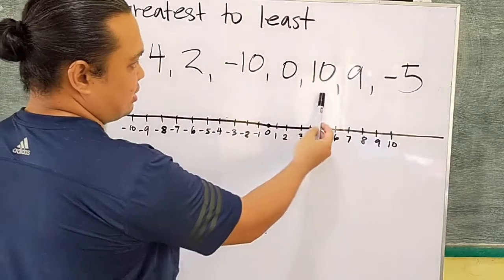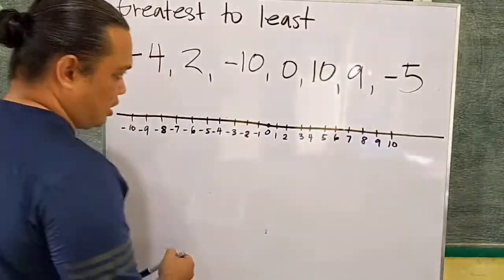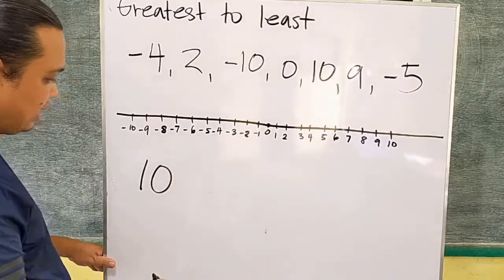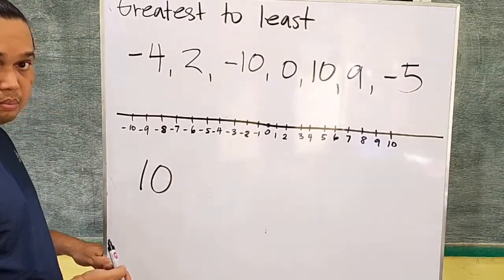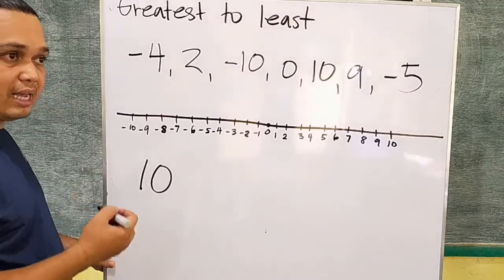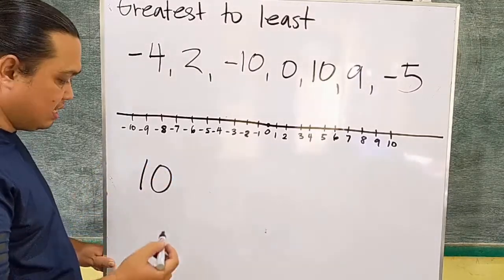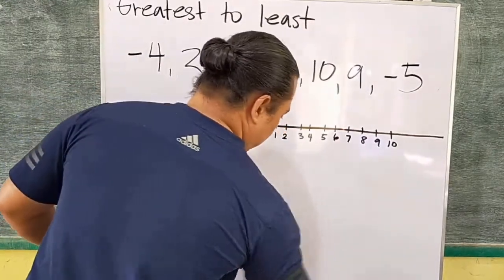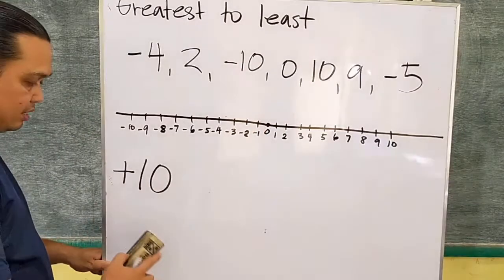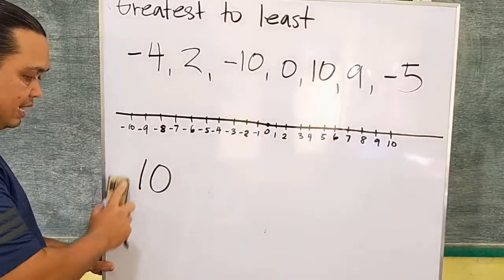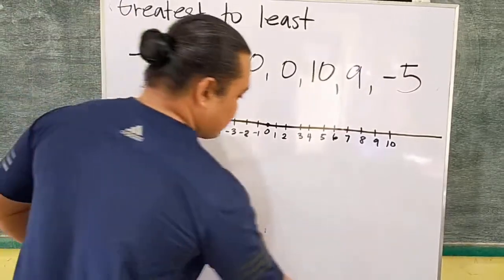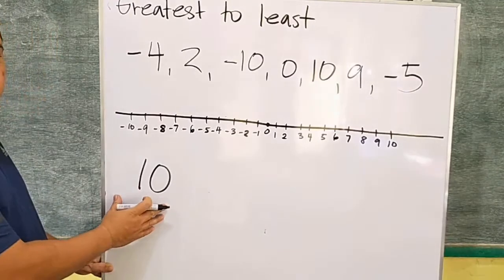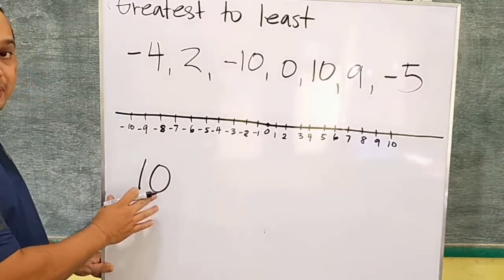And that is positive 10. Okay, so we have 10 here. Now 10, although it has no symbol, if the number has no symbol, it is automatically a positive integer. So you can put a positive sign or not, it's still the same. It's understood that if the number has no integer sign, it's automatically a positive integer.